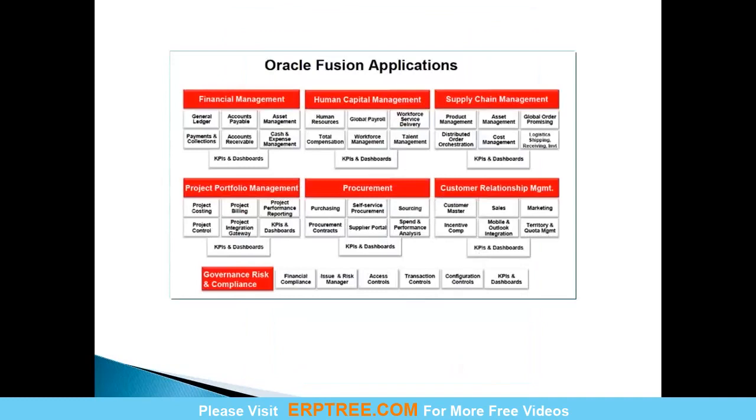When you talk about application, these are the different product families we have within the Fusion applications. When you talk about financial management, we have general ledger, accounts payables, asset management, payments and collections, accounts receivable, cash, expense management. It's nothing but Fusion expense and KPIs and dashboards reporting. Same way, as a part of human capital management, what are the modules we have? When you talk about SCM, supply chain management, these are the applications we have as part of that.